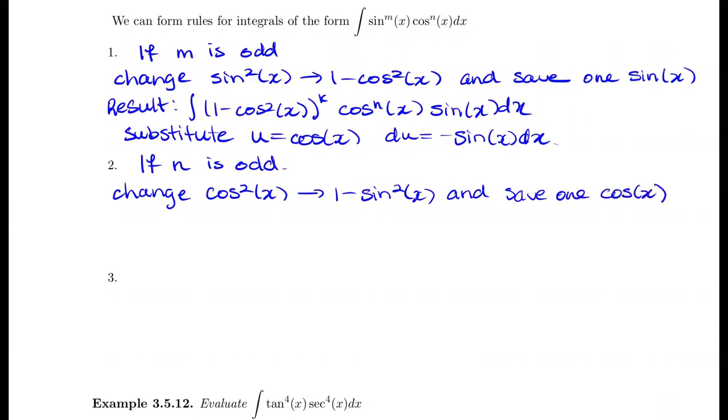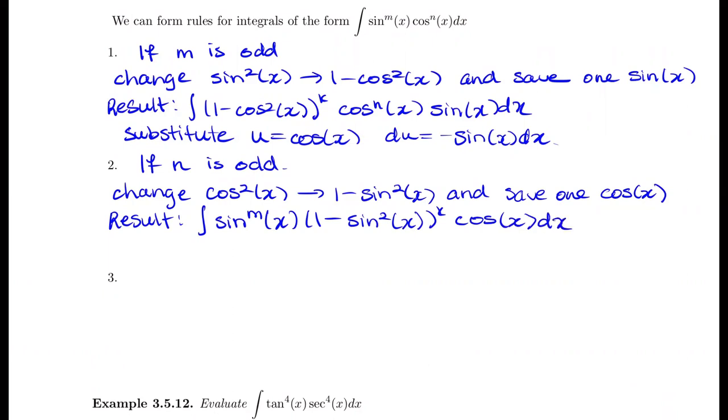And so as a result, we would have the integral of sine to the power of m of x, and then we would have 1 minus sine squared of x to the power of k. So k is just going to be the result after changing the cos squared into 1 minus sine squared. And then we also save 1 cosine of x. So we have a cos x dx on the outside.